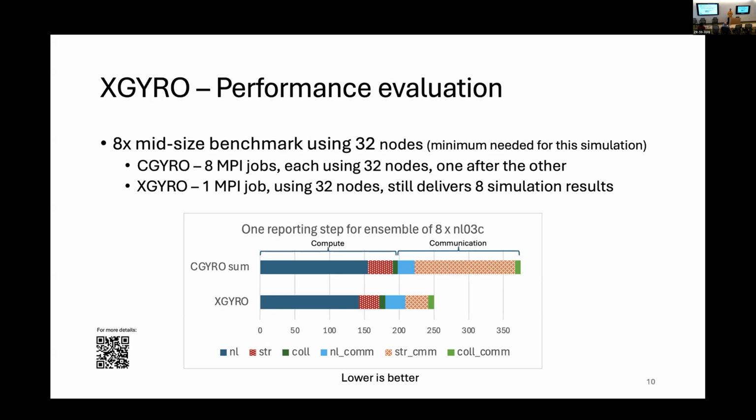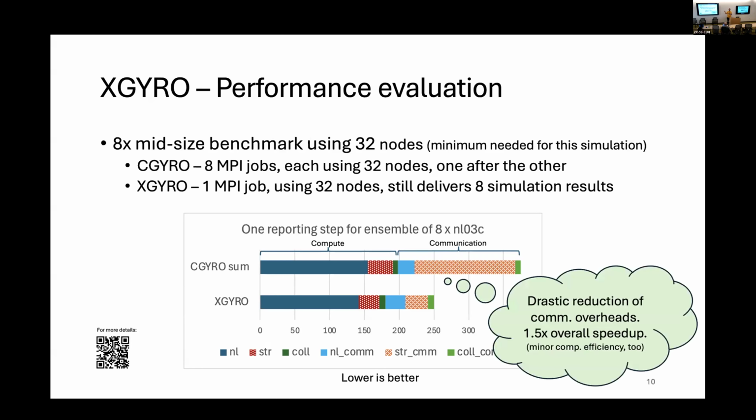So the fact that we have spread across multiple nodes, we do pay a cost. But when we change that and run it as an ensemble, where we share CMAT with XGYRO, you see the amount of communication overhead gets drastically reduced. So we get about a 1.5x speedup in this example.